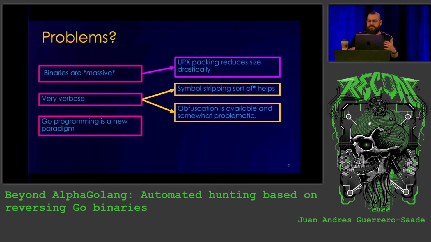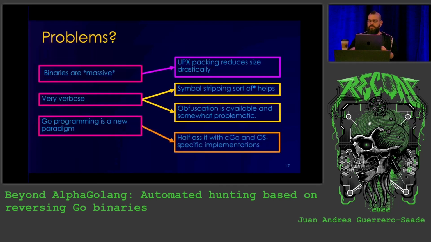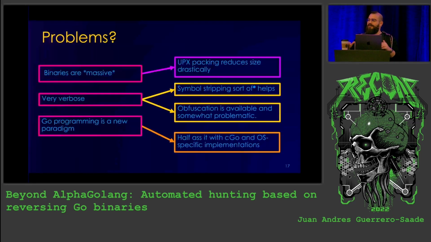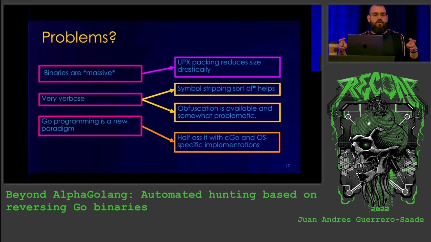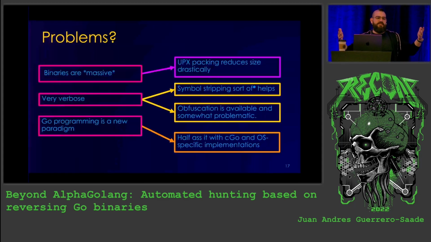And Go programming is a new paradigm that you have to get used to, but you can also half-ass your transition into Go by just using CGo and OS-specific implementations, which is why I say that the portability is painless, but in reality, a lot of ransomware developers will start writing in Go and then use Windows-specific implementations, and the portability is broken. So you can't really take that ransomware and just cross-compile it for Mac.